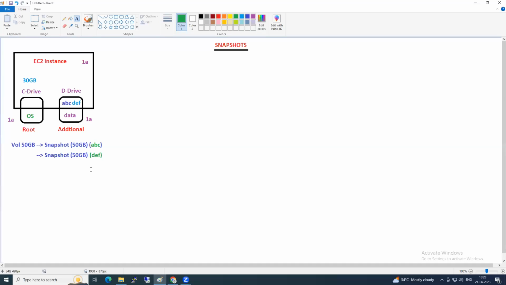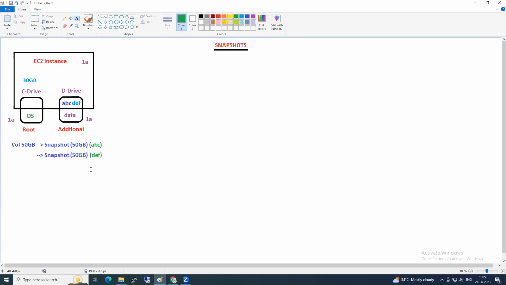If you're taking 10 snapshots, how much size are the snapshots? 10 into 50, how much? 500. You are paying for the volume itself, 50 GB. For snapshots, you are paying 500 GB. Is it good? Not good.